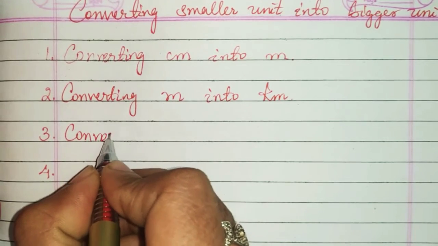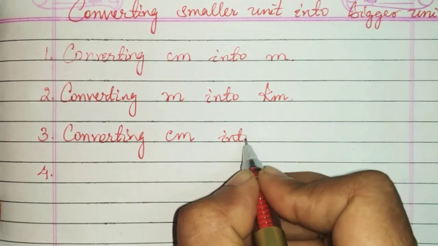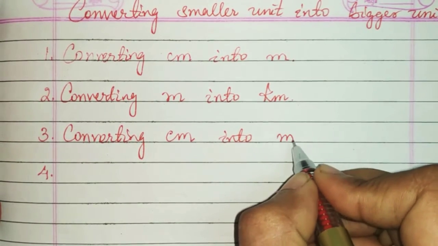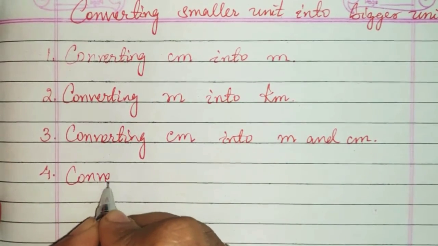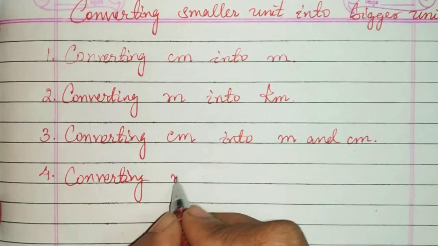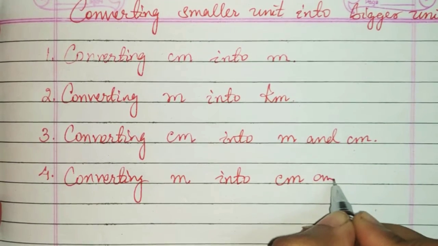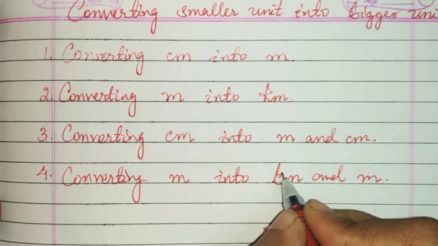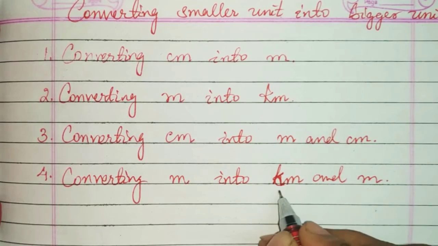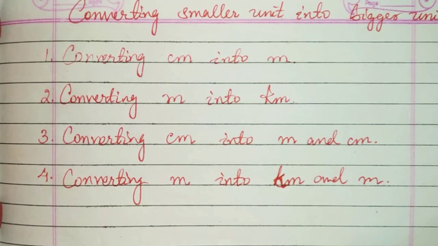And third one is converting centimeter into meter and centimeter. And the fourth one is converting meter into kilometer and meter. So these are 4 types of converting smaller unit into bigger unit.